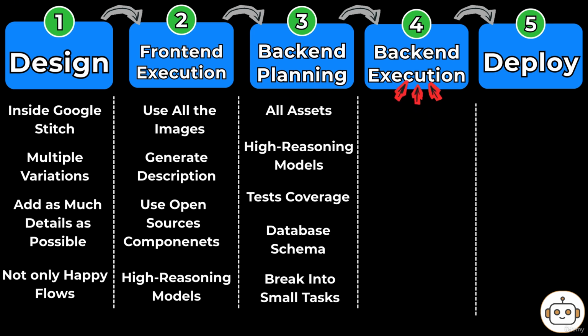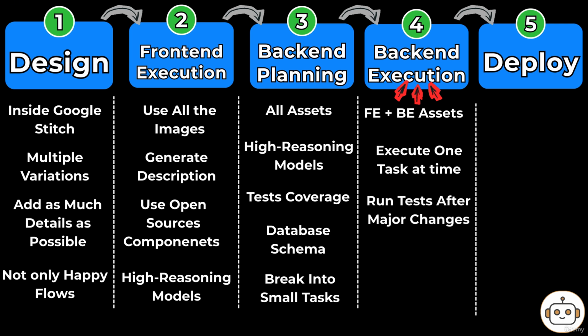Our 4th step is backend implementation. We take the artifacts from the previous step and ask our agent to execute the plan 1 task at a time. Stick to a tech stack you already know. That's the only way you can properly review the code. After each task, ask the agent to run the tests it created. This keeps the system stable and catches issues early.